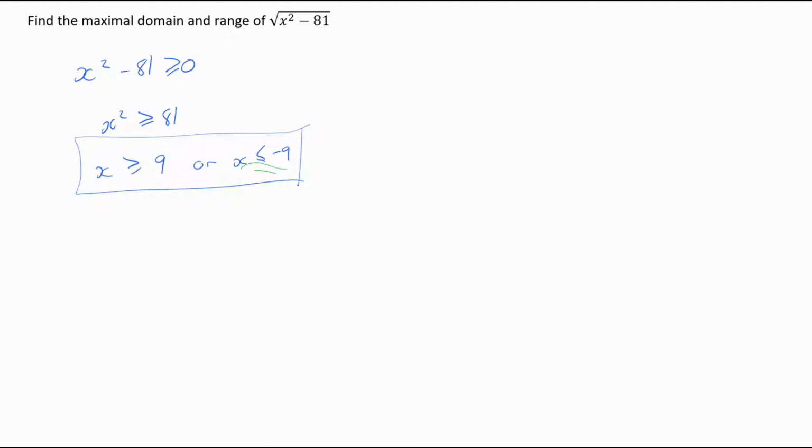Now, square root functions, as well as not being able to square root a negative number, they physically cannot output a negative number. So our range, very simply, is going to be that the square root function can put out anything above 0. It can put out 0. If x, for example, was exactly equal to 9, then we'd have x squared equals 81. 81 minus 81 is 0. Square root of 0 is 0. So it can output 0, but it can't output anything lower.